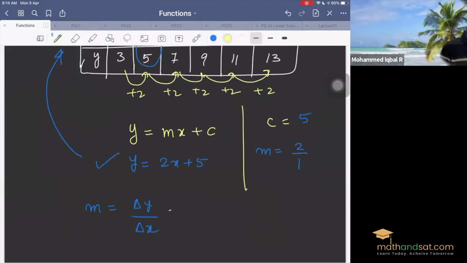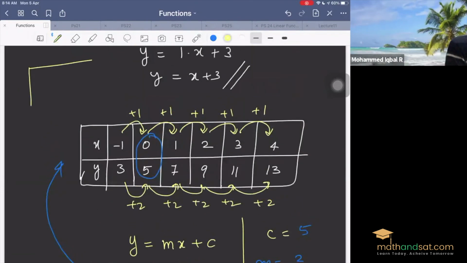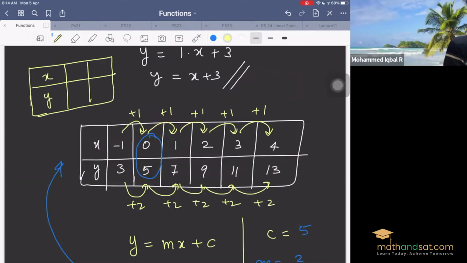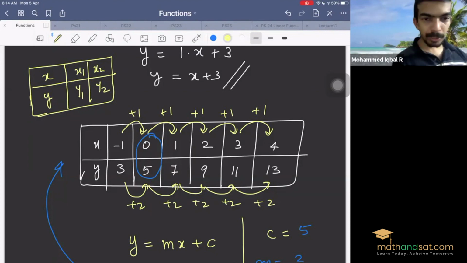m is nothing but delta y by delta x. Suppose you have two sets of ordered pairs, two sets of input and output values, your x and y. One input output pair is x1 and y1. Another input output pair is x2 and y2. How will you find the slope? How will you find the value of m?